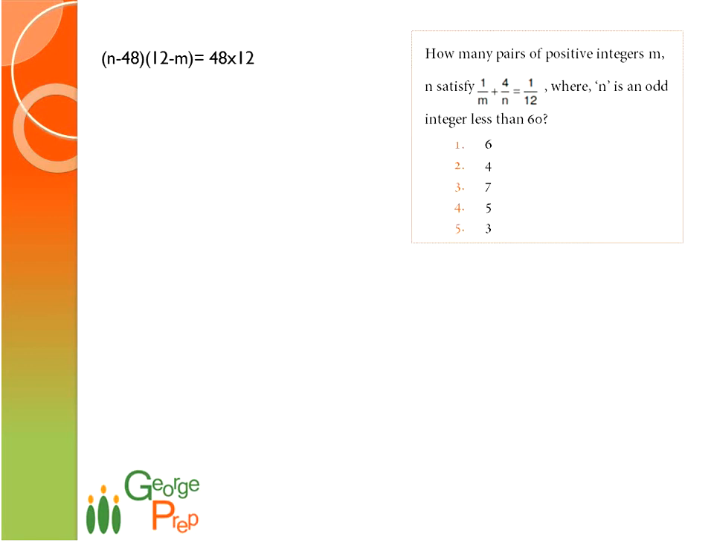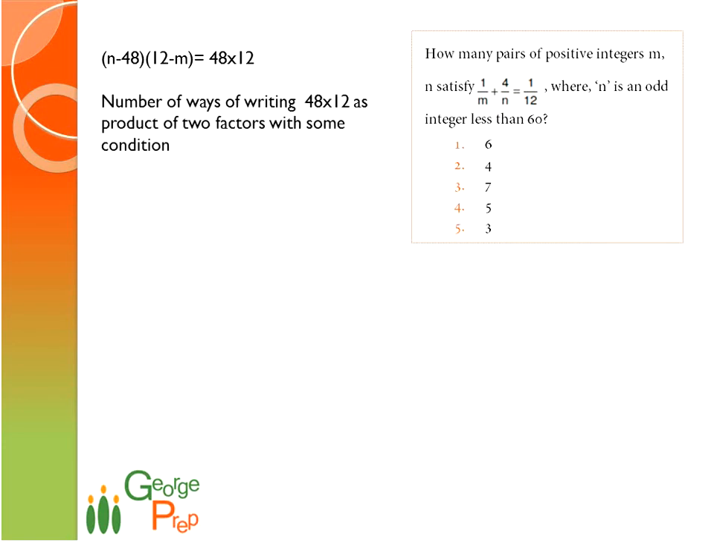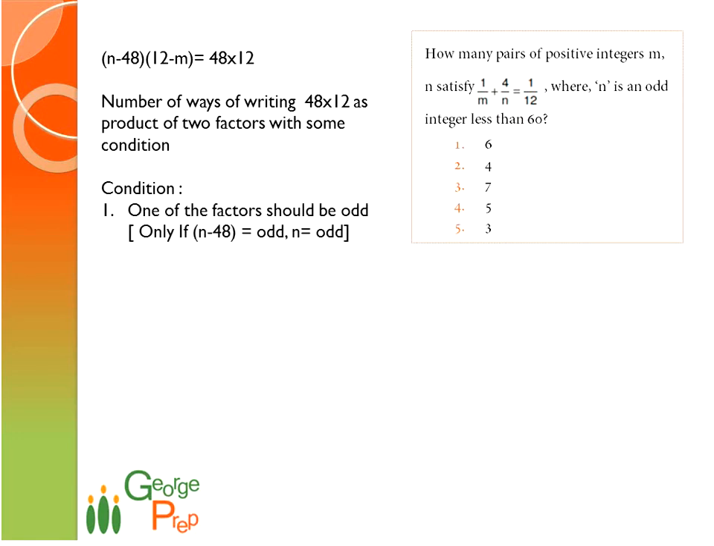So this is the final expression that we got. Finally it boils down to splitting 48 into 12 into two factors, such that you can assign one factor to n minus 48 and one factor to 12 minus m. As n has certain conditions, while splitting the factors we should keep them in mind. The first condition is that one of the factors should be odd, and that can be assigned to n minus 48, right? Because only if n minus 48 is odd, n will remain odd. The second condition was n has to be less than 60. So the odd factor that we're going to assign to n minus 48 should be less than 12, because only if n minus 48 is less than 12, n will remain less than 60.